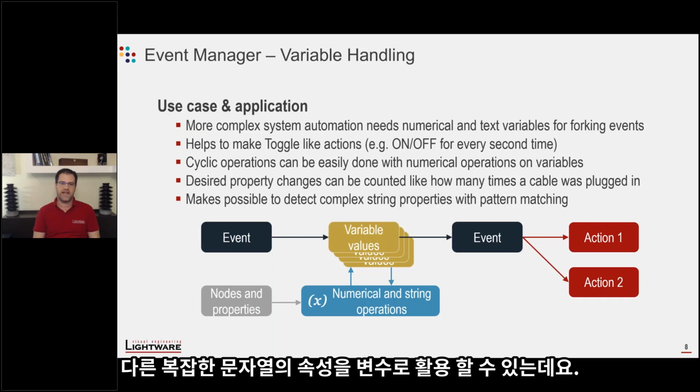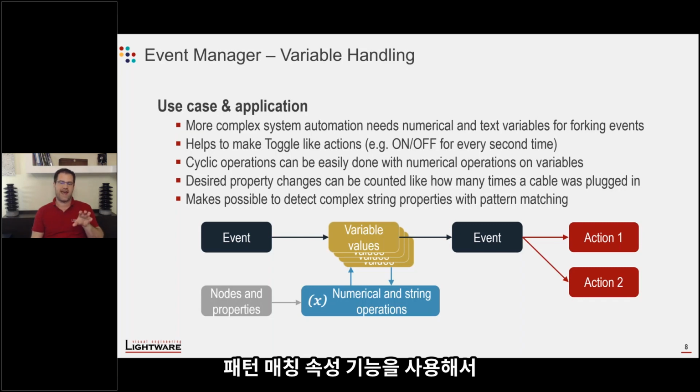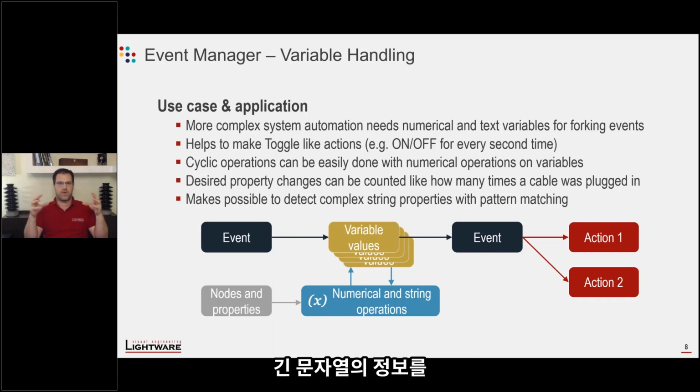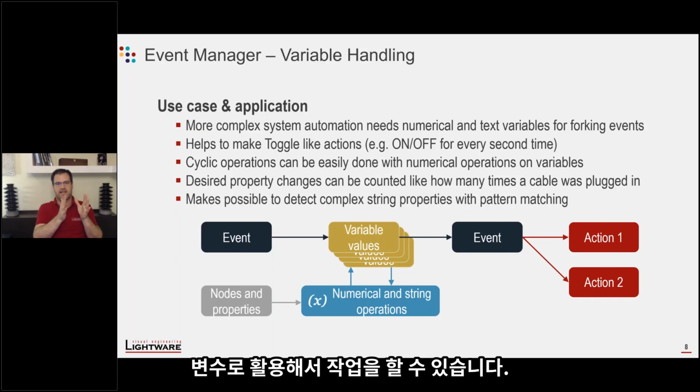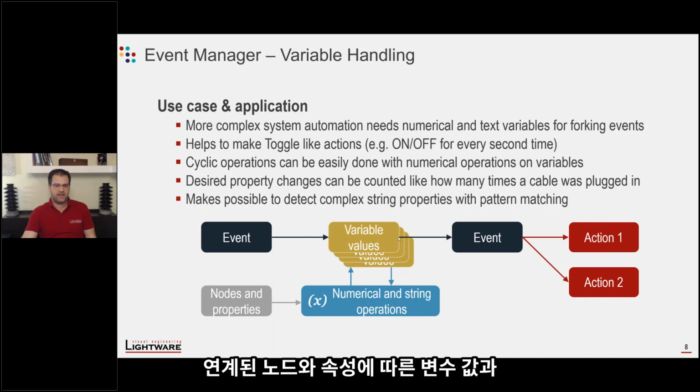Also, it is possible to detect complex string properties, because we can have a pattern matching scan. So if you have a property which is quite long, containing multiple pieces of information, then you can crop that and scan the part which is important to you. It works like this in this diagram: we have these variables, and of course the nodes and properties in the background. Then we can have some numerical and string operations using the variables or those nodes. And finally, the new value of the variable can trigger an event and multiple actions to be executed.